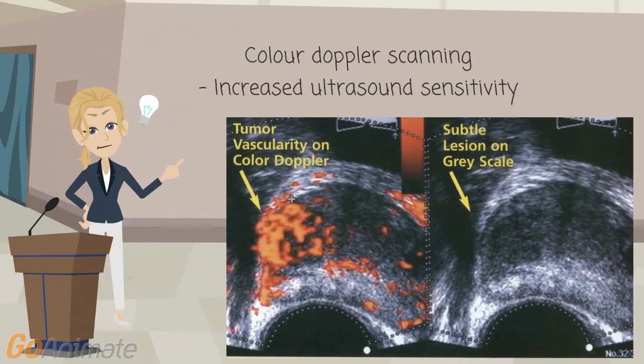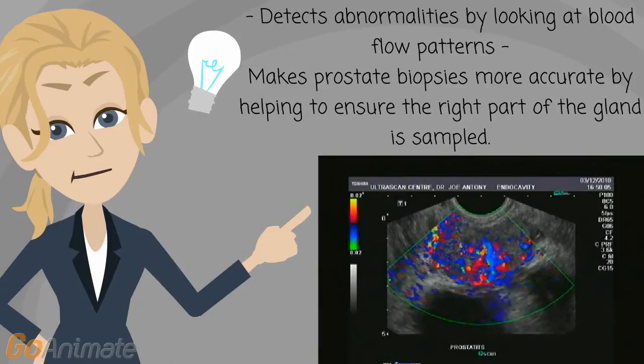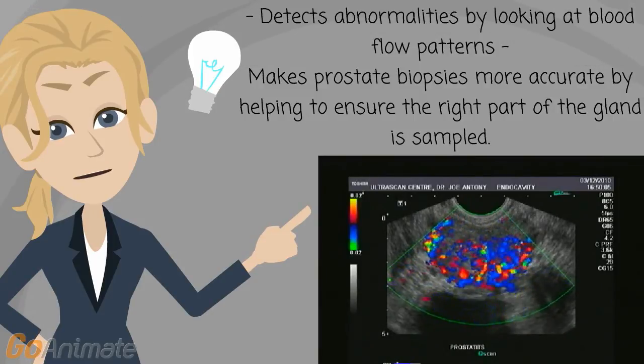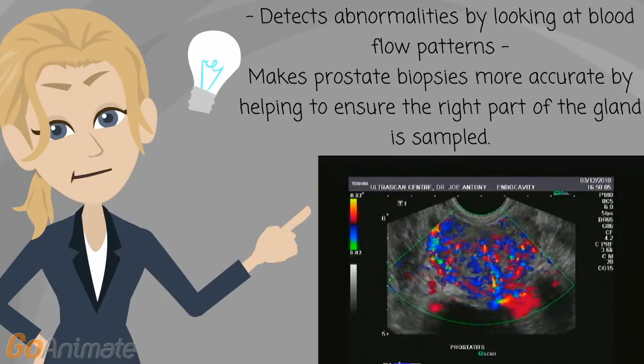There are numerous future applications involving TRUS. For instance, color Doppler scanning is used to enhance the diagnosis of prostate cancer by increasing sensitivity of the ultrasound and improving specificity of biopsy findings. Color Doppler detects abnormalities by looking at blood flow patterns. It makes prostate biopsies more accurate by helping to ensure the right part of the gland is sampled.